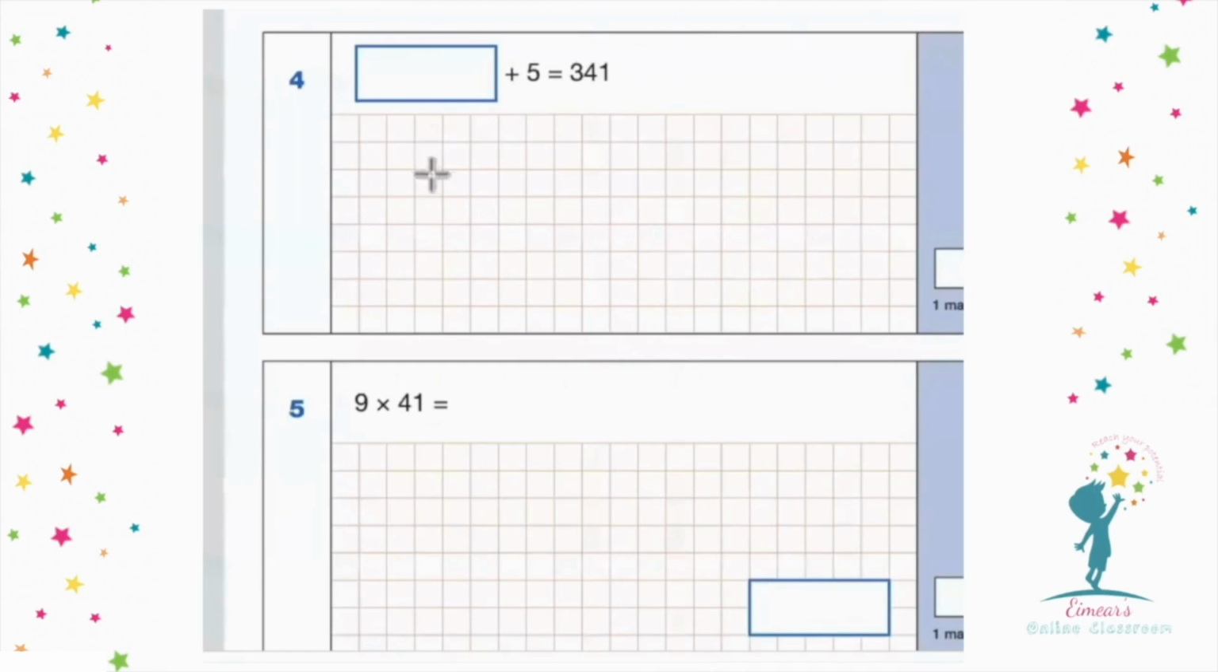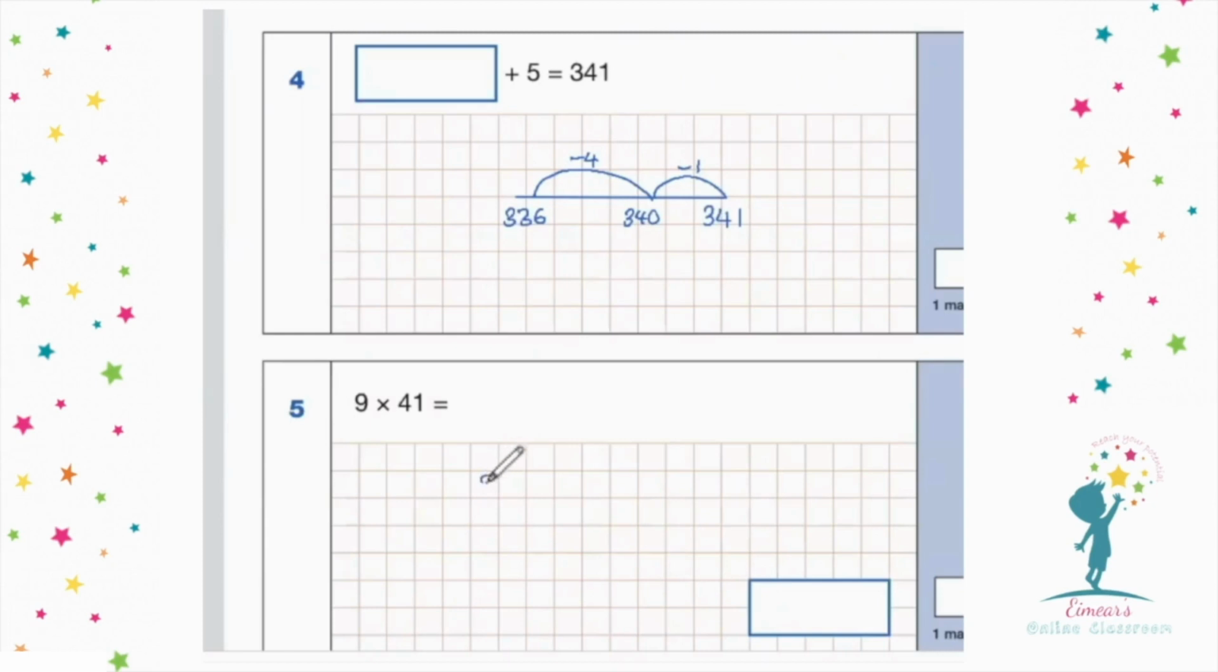So the simplest way to do this is to use a number line. We'll draw our line. Okay, and we're going to write 341 in here, and we're taking 5 away because we're using the inverse operation. So 341, we're going to get to our nearest 10 first of all, which is 340. So we're going to minus 1. 5 take away 1 is 4. So we have 4 left to take away. So minus 4. 340 minus 4 is 336.